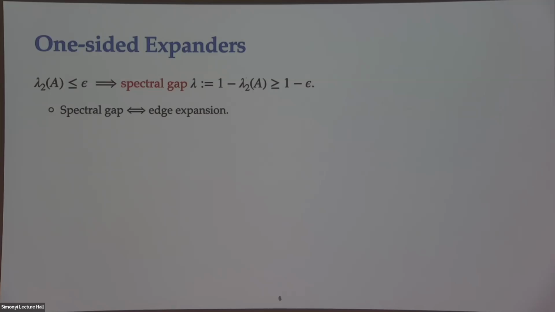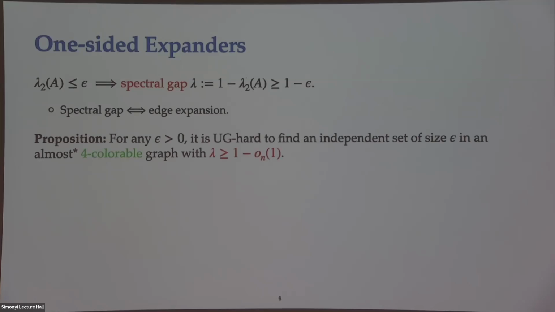So let me tell you a hardness result first. We show that for any constant epsilon, if the graph is almost four colorable, but has a super strong expansion, this is lambda is larger than 1 minus little o of 1, then it's still usually hard to find an independent set of constant size. Here, almost four colorable means that you can remove a tiny fraction of vertices, and the resulting graph is four colorable.